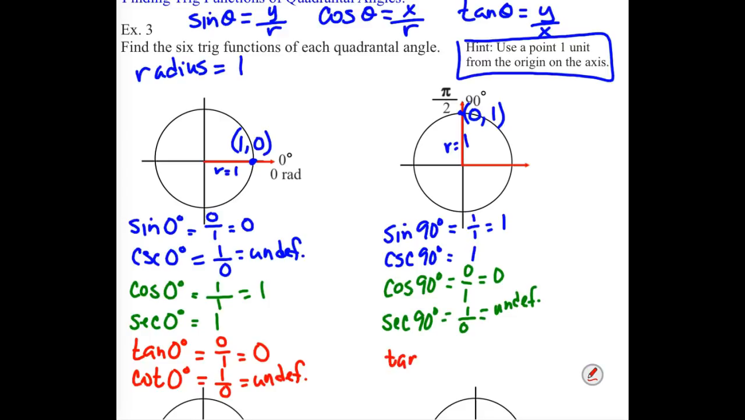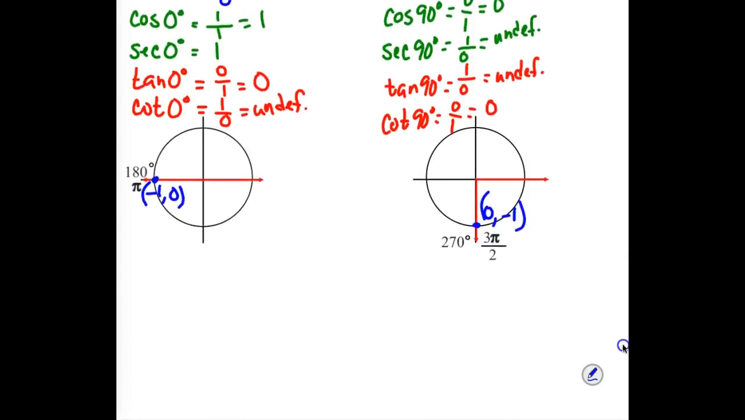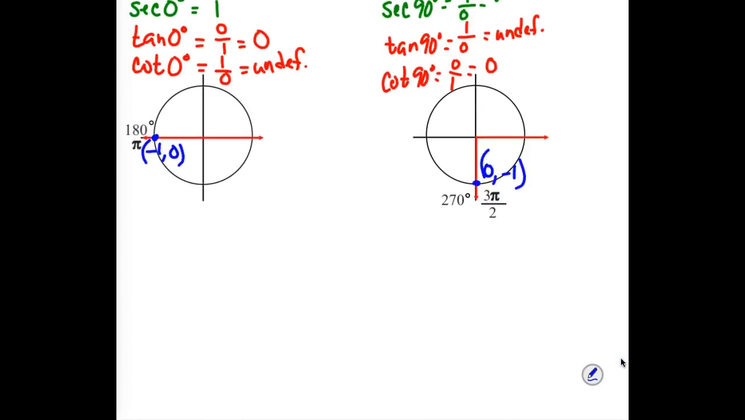Tangent of 90 degrees is y divided by x. 1 divided by 0, again, that's undefined. Cotangent, though, we're going to do the reciprocal. 0 divided by 1, which is 0. All right. I'm going to pause the recording. I'd like you guys to try the last two of these.